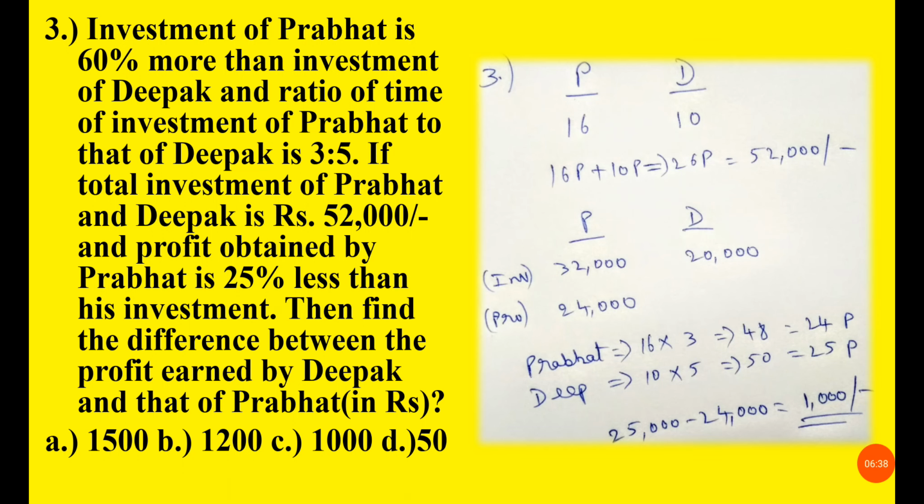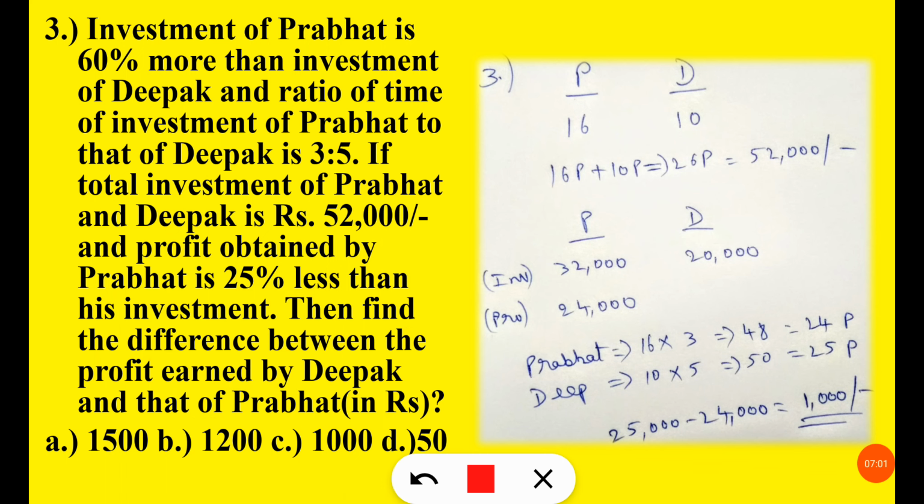Moving to the third question. This is the mains level question. Investment of Prabhat is 60% more than investment of Deepak, and the ratio of time of investment of Prabhat to that of Deepak is 3:5. If the total investment of Prabhat and Deepak is 52,000 rupees and profit obtained by Prabhat is 25% less than his investment, then find the difference between profit earned by Deepak and that of Prabhat.